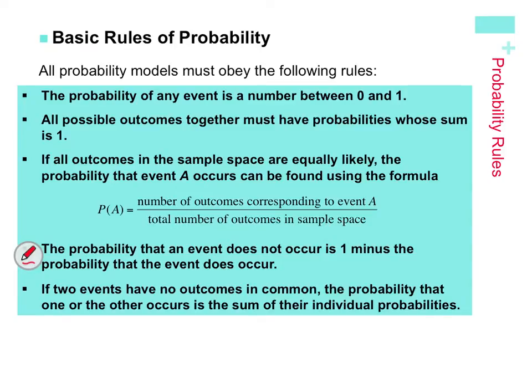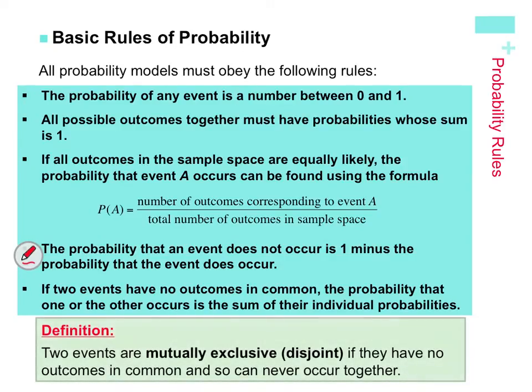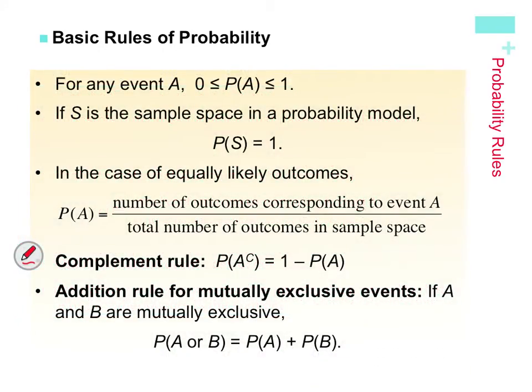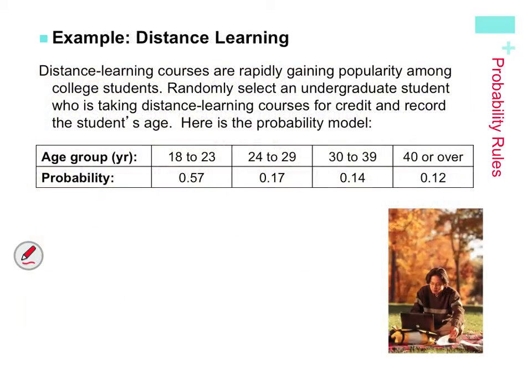When two events have no outcomes in common, we refer to them as being mutually exclusive, which can also be called disjoint events. They can never occur together. There's no overlap. It's pretty much the same thing as the last page, just more symbolically. Okay, so just one last example and then we're done.